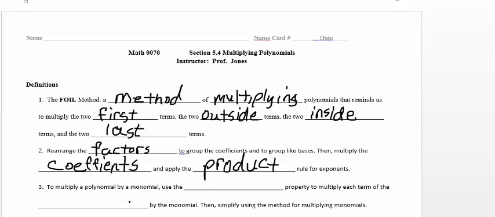To multiply a polynomial by a monomial, use the distributive property to multiply each term of the polynomial by the monomial. Then simplify using the method for multiplying monomials.